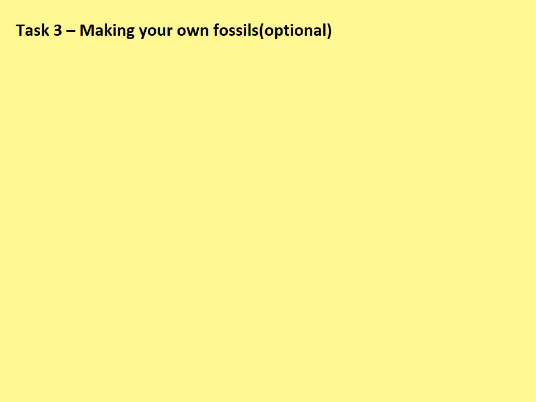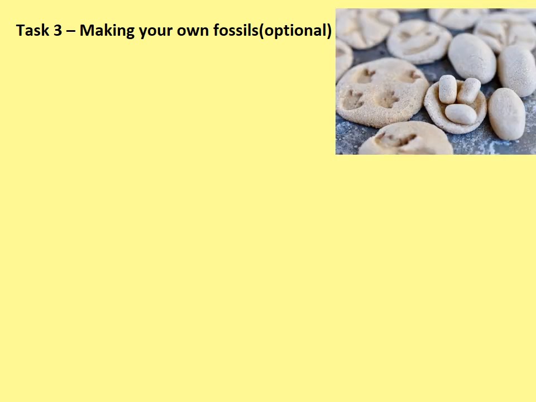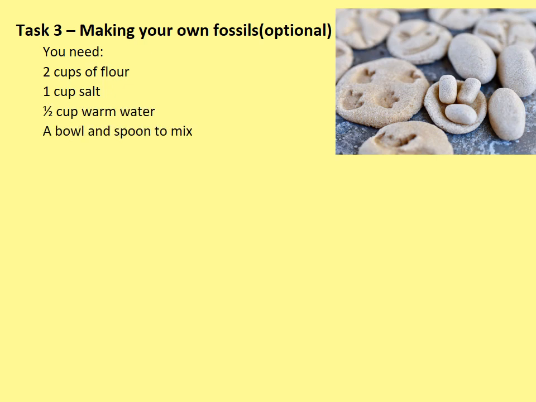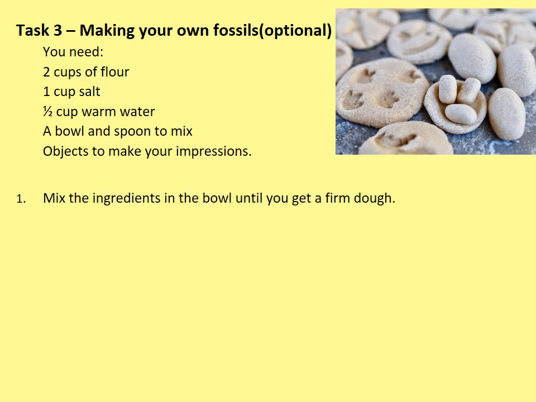Task 3 is an optional fun task about making your own fossils. So what you're going to need is 2 cups of flour, a cup of salt, half a cup of warm water, a bowl and a spoon to mix with. You can make more or less, just keep the proportions of the ingredients the same. And you're going to need some objects to make your impressions. Now this could be toys or anything you want to, really.